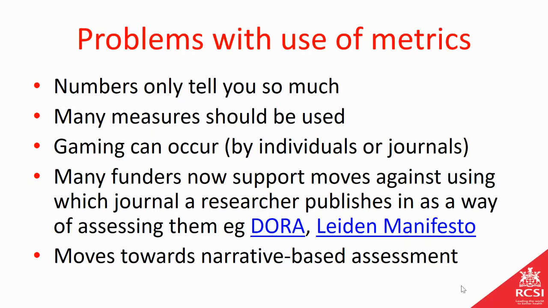So I've provided links there to DORA and the Leiden Manifesto, but you can find them easily online. They're both movements towards moving away from any assessment of which journal you've published in, towards assessment of the quality. The type of thing they're looking to replace it with is more of an opportunity for researchers to describe the impact their research has had in various ways.